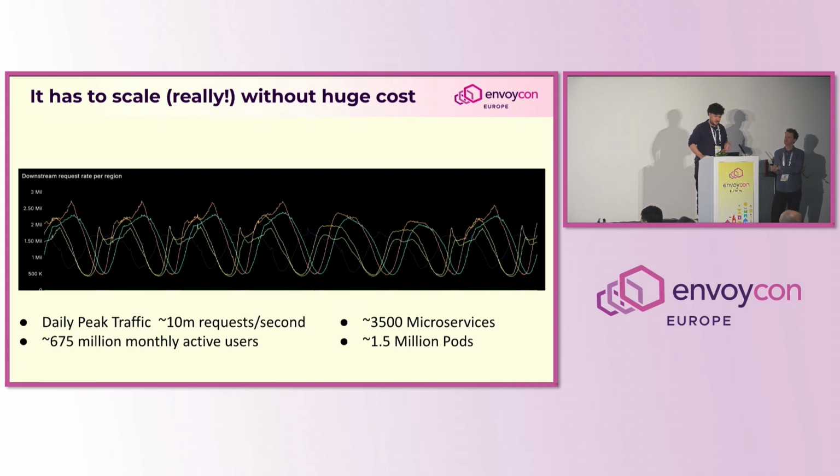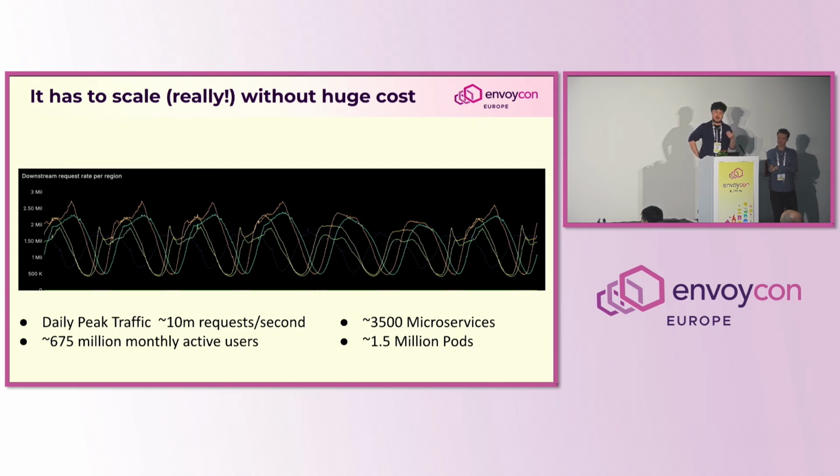Okay, so what is the scale that we're talking about here? This is a graph of the incoming HTTP requests to Spotify over a week. It peaks at about 10 million requests per second on a typical day. And if certain famous artists release albums, you might imagine who I'm talking about, this can easily exceed that. We have about 675 million monthly active users, 1.5 million Kubernetes pods, and about 3,500 microservices in production.